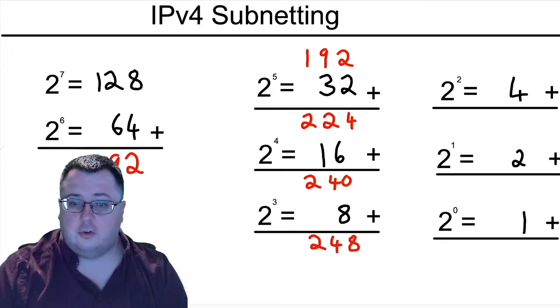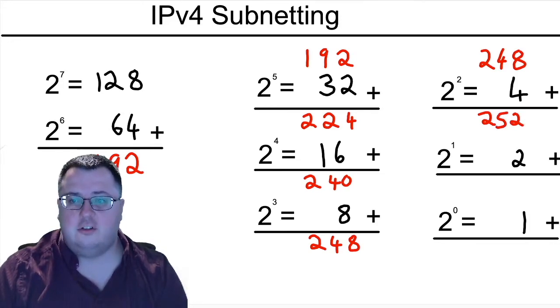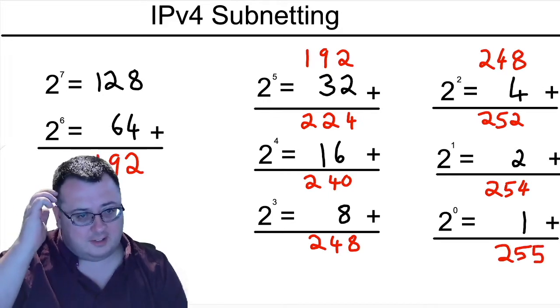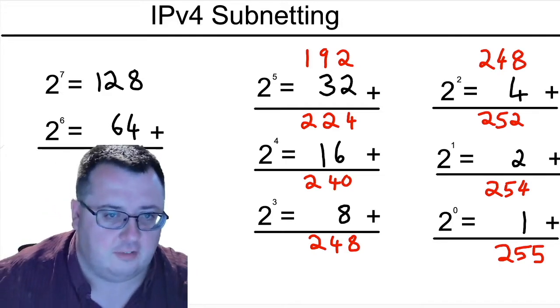Two squared is 4. If I put the 248 at the top here, that will give me 252. If I add 2 to 252, I will get 254. And if I add 1 to 254, I will get 255, which, as I mentioned before, is all ones. So 8 ones in a row is 255.